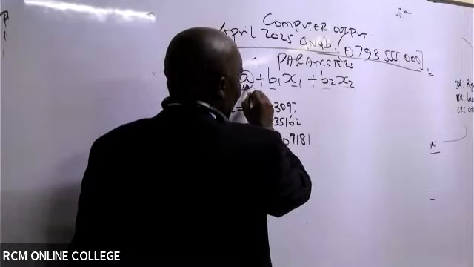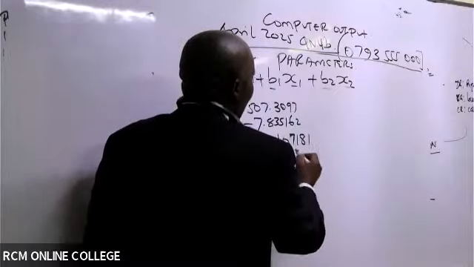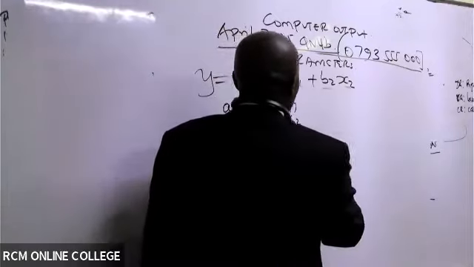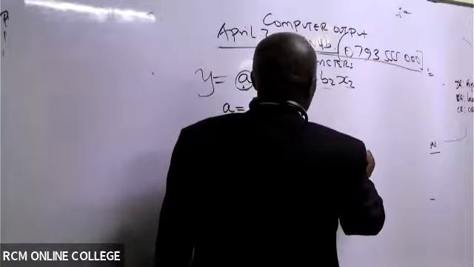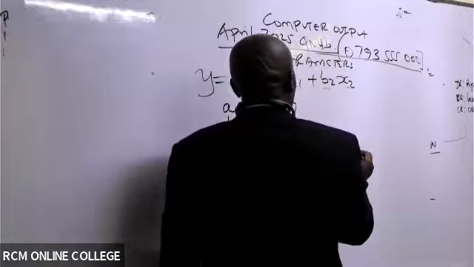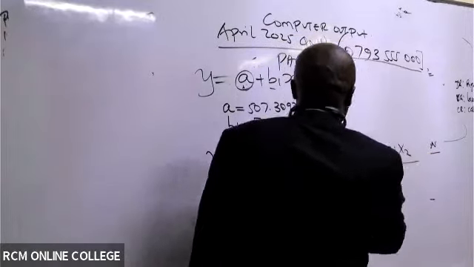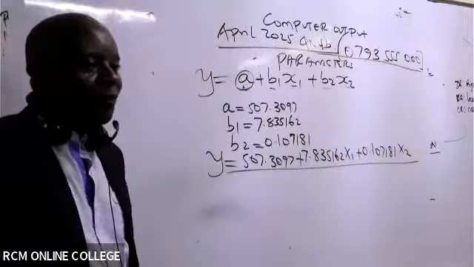So y will be equal to A. I'm now plugging in 507.3097 plus B1, 7.835162 x1, plus B2, B2 is 0.107181 x2, like that. And then you have got how many marks for yourself?